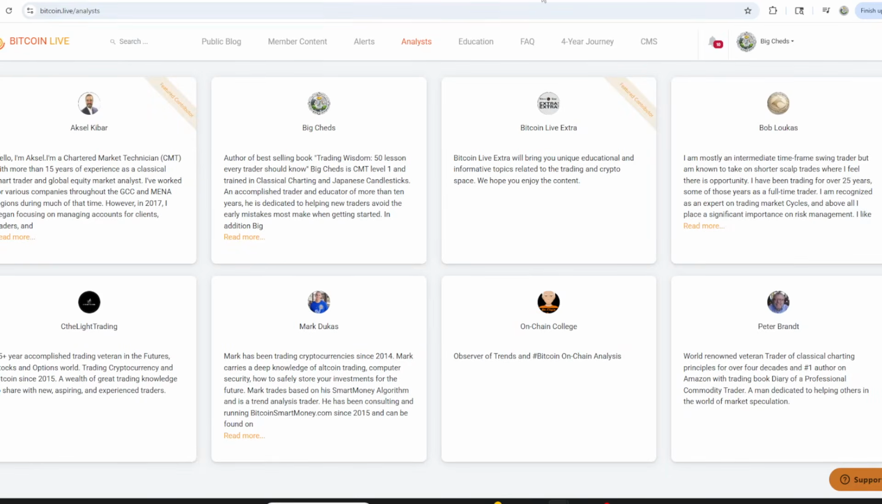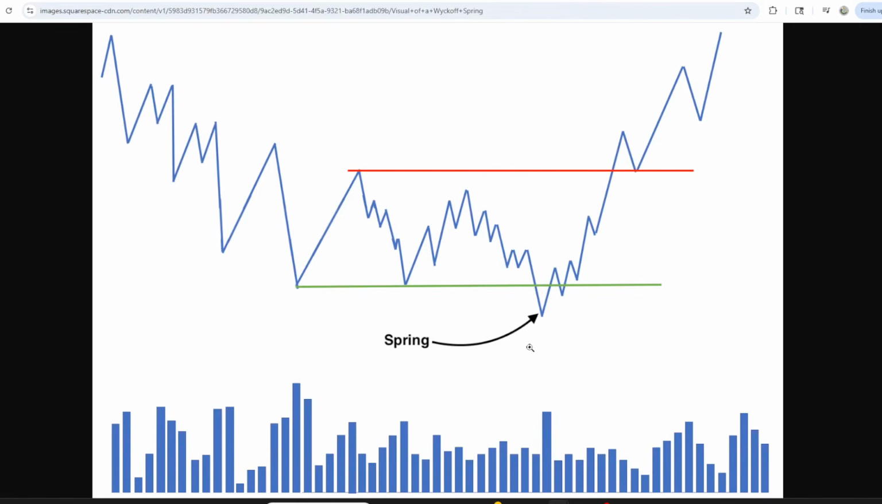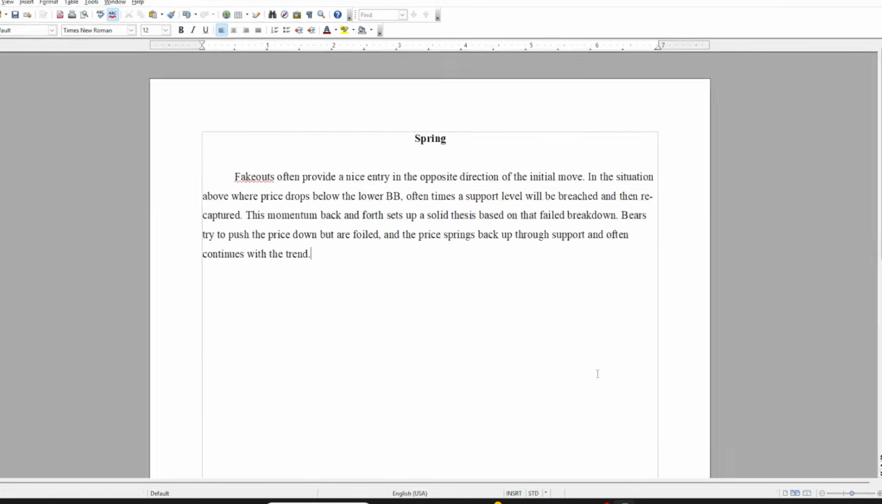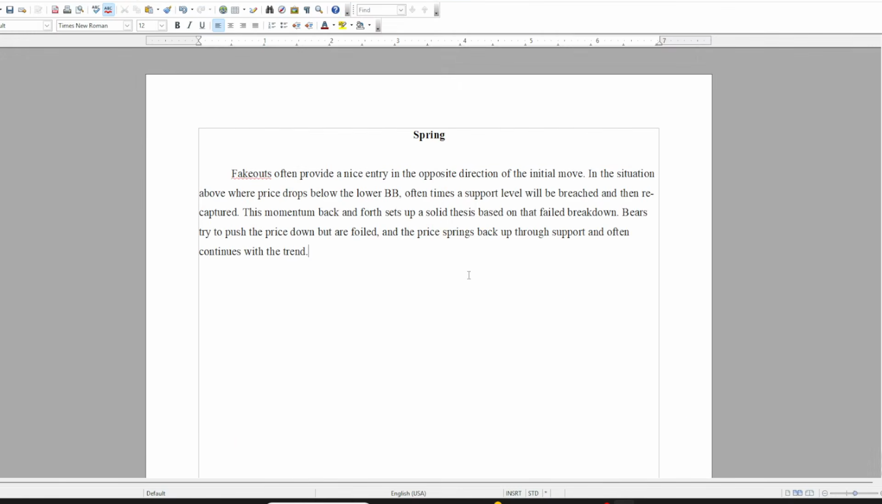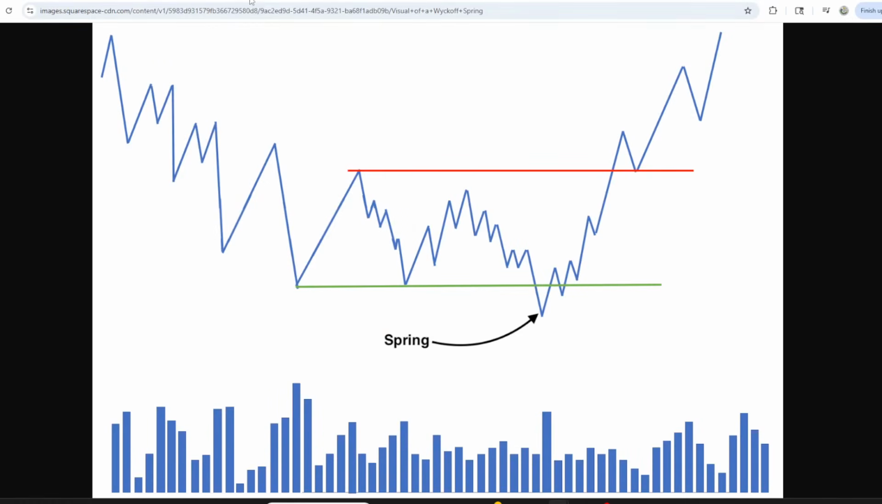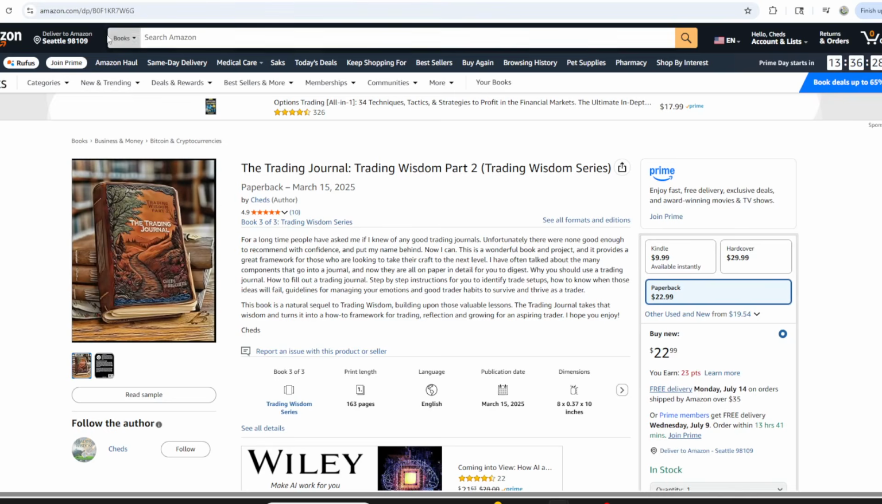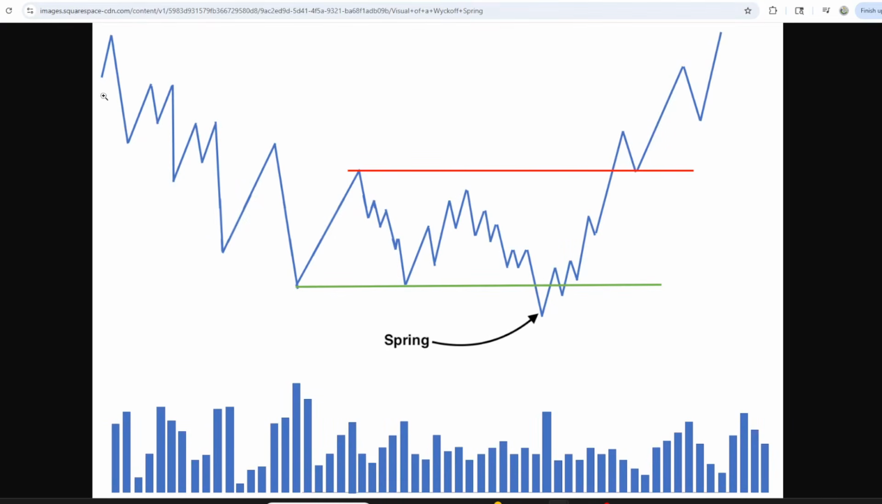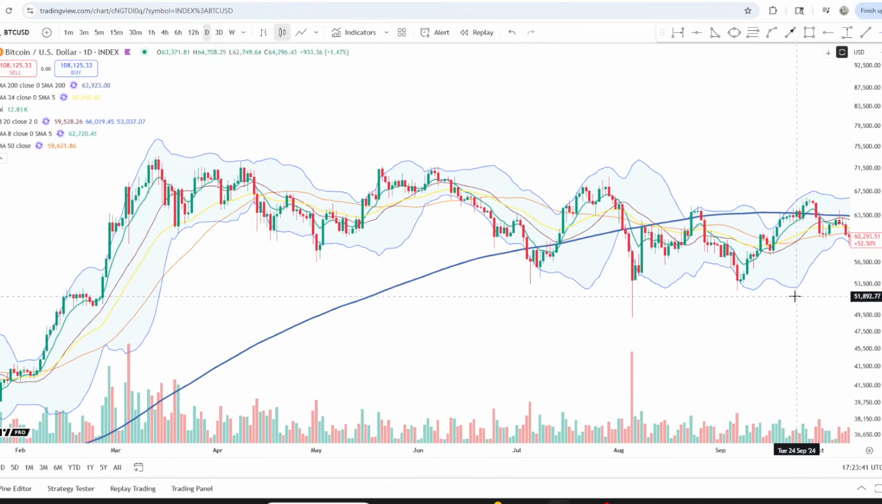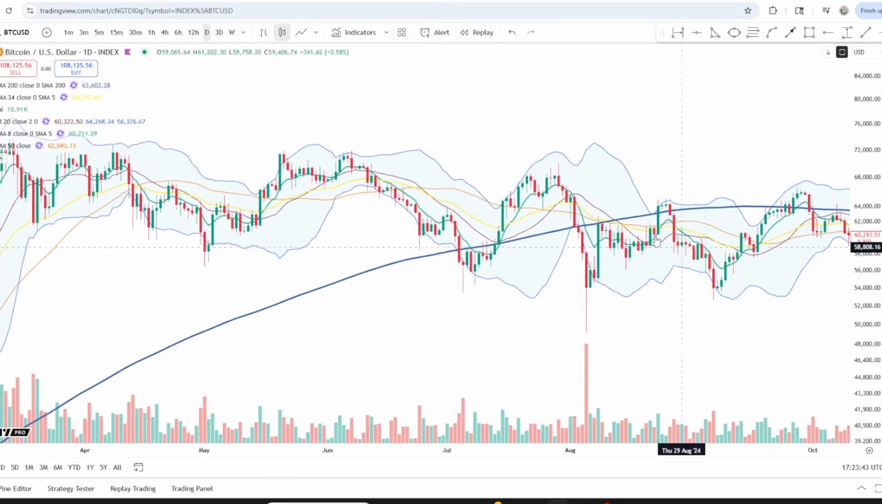For today's lesson, we're going to talk about the idea of a spring. And a spring is essentially a false breakdown, what it means and how to play it. Here is a brief description from my fourth book, The Trading Journal. You can pause and take a look at that if you'd like. Of course, as I mentioned, this is from The Trading Journal. So what is a spring? It's a false breakdown, and there's several examples, but we'll use the Bitcoin chart.